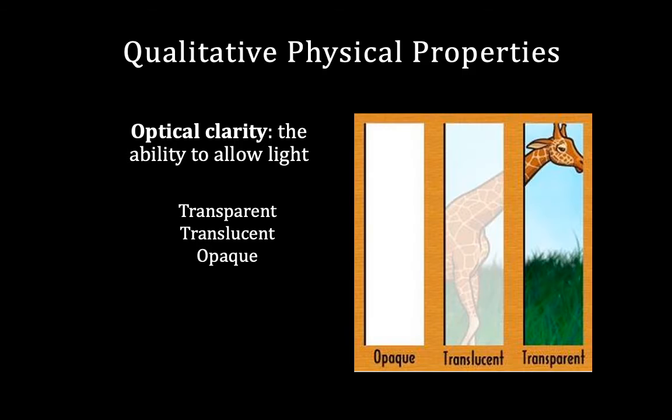So here's a visual that will help you sort of see this. So at the very right is transparent. You can see right through that glass. All of the light is passing through it. In the second little box or window, you can see some of the stuff, but you can't see all of it. So some of the light is passing through, not all of it. And lastly, opaque, no light is being able to pass through that substance.